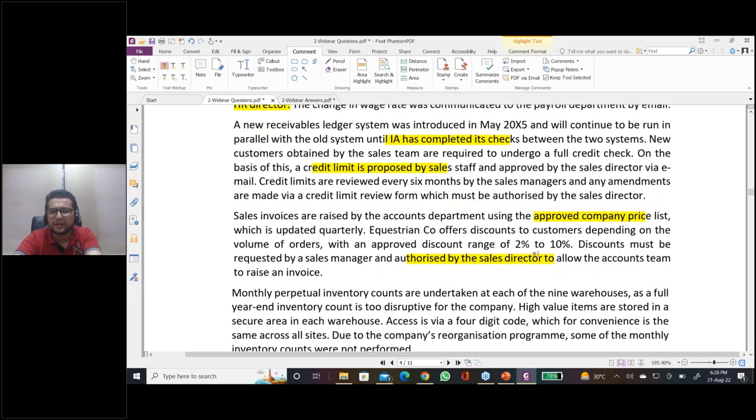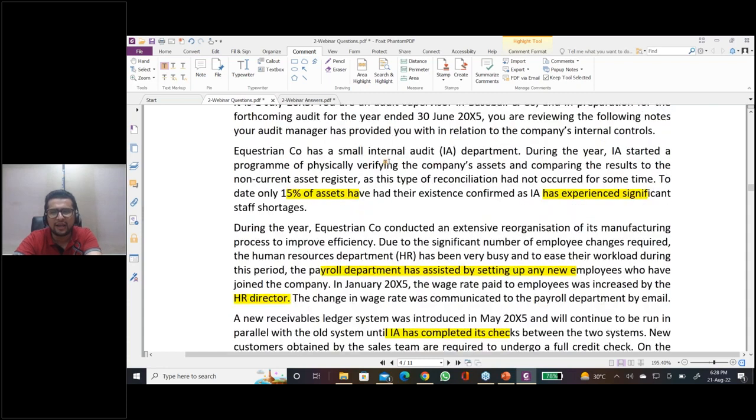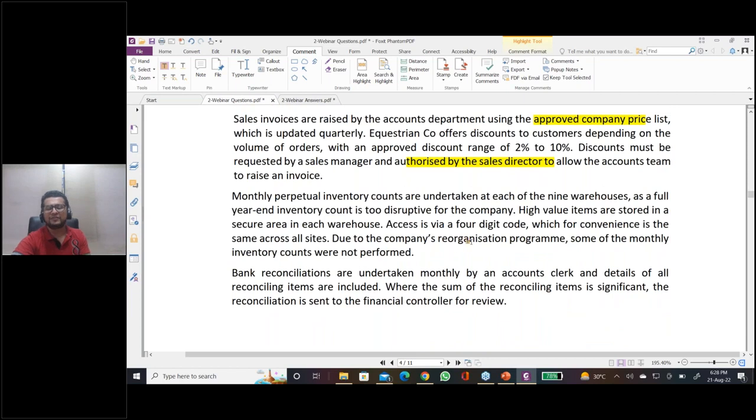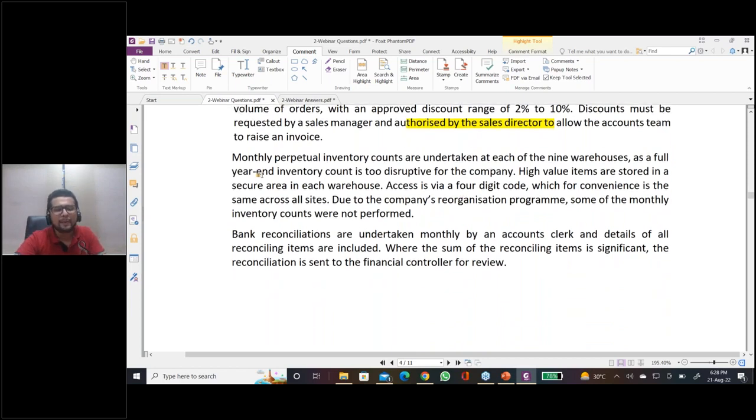So how many points have we identified so far? 1, 2, 3, 4, 5, 6, 7, 8. We have identified 8, and we just need 10. 5 key controls, 5 deficiencies.